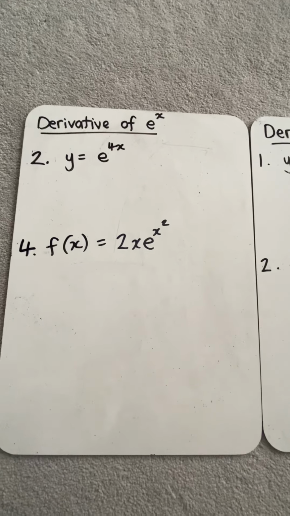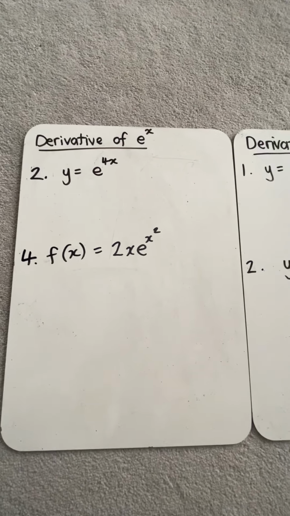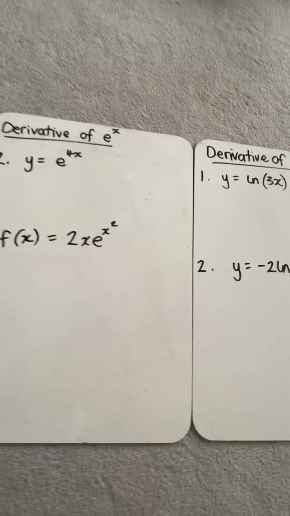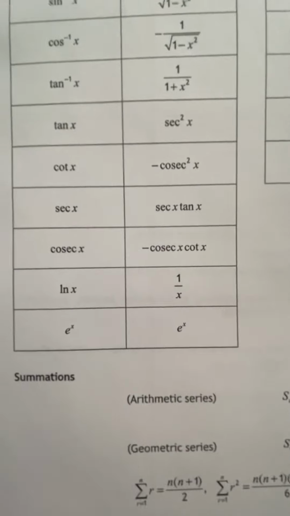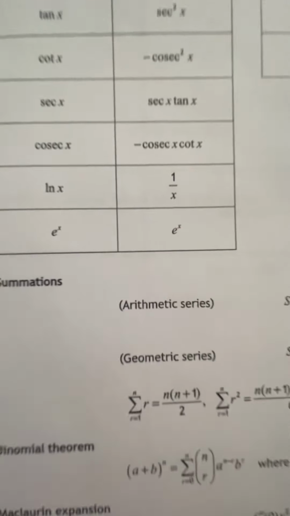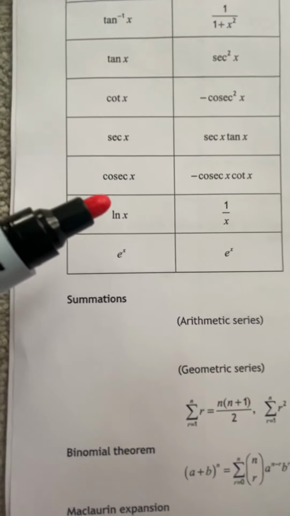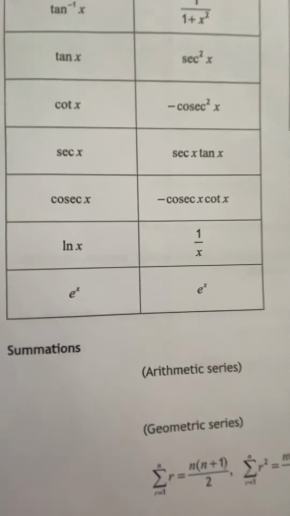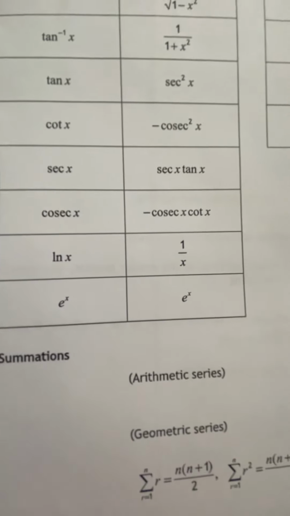Okay, so the next part of the topic is going to be the derivative of an exponential and the derivative of a natural log. Both of which are actually on your formula sheet. If you look at the very bottom here, what we've got is the standard derivatives. You can see when you've got ln x here, the derivative is just 1 over x, and same with your exponential.